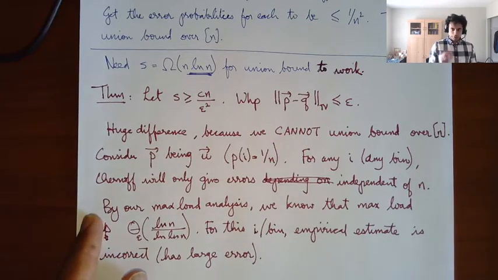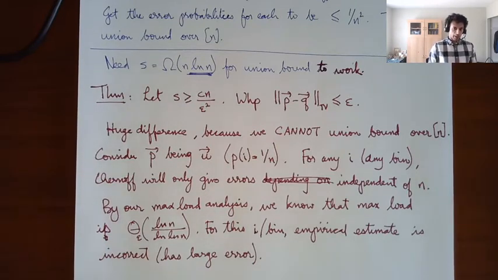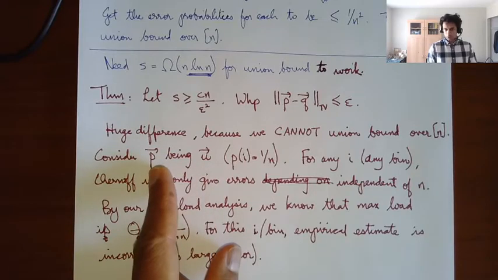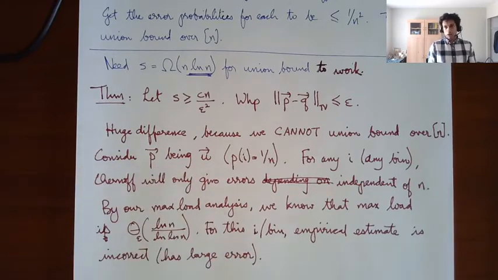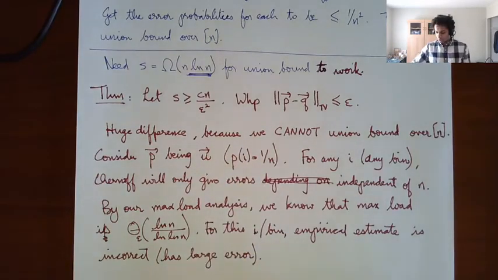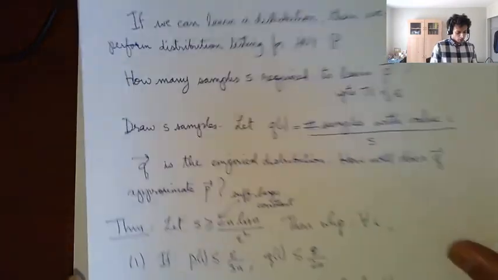Moreover, the more fundamental roadblock is that by the max load analysis, the max load is going to be something like log n over log log n. So there is going to be a bin which has log n over log log n balls, or some i that gets sampled log n over log log n times, in the case when P is uniform, of course. Now, because it's log n over log log n, the empirical probability estimate there is going to be log n over n log log n, which is much more than 1 over n. So we do not get a guarantee of this form.